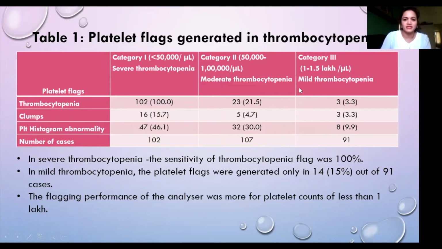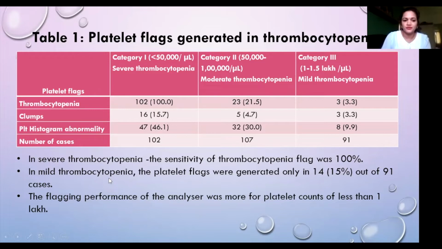So category 3 was mild thrombocytopenia, and in category 1, which is designated as severe thrombocytopenia, we can see a thrombocytopenia flag was generated in all the cases, and the sensitivity for this flagging was 100% for all the cases. The other types of flags generated were clumps and platelet histogram abnormality in severe thrombocytopenia cases. While in mild thrombocytopenia, the platelet flags were generated only in 14 out of the total 91 cases.